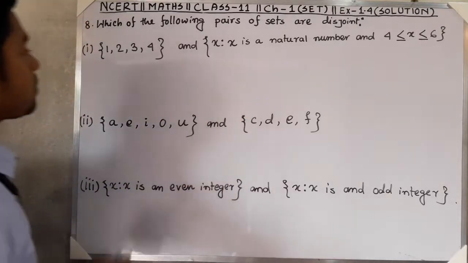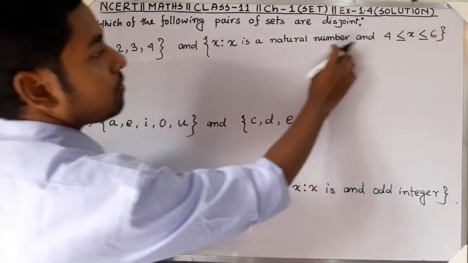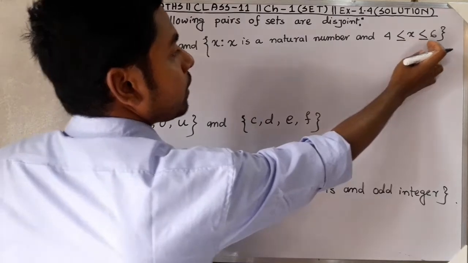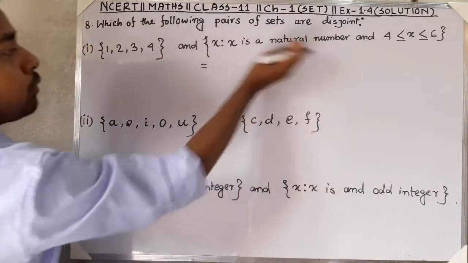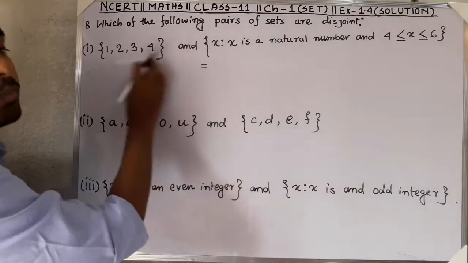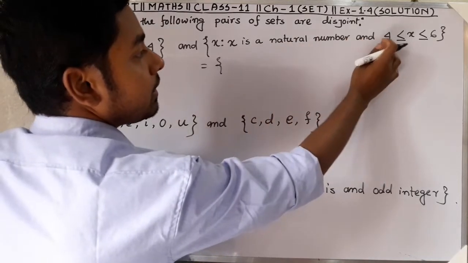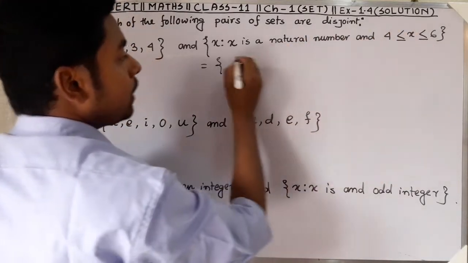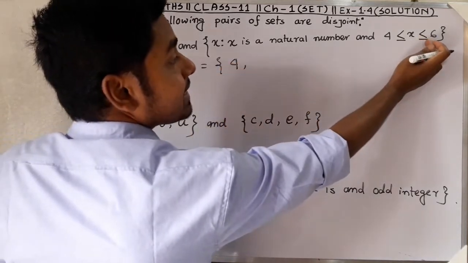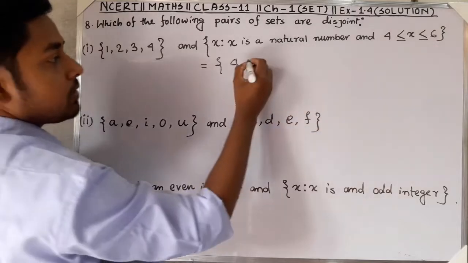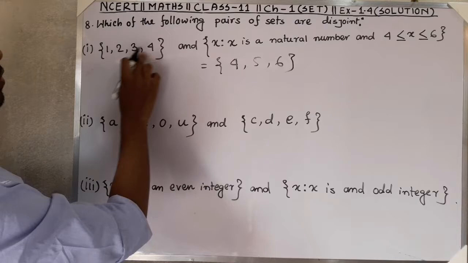Clear? So the first question is what? 1 2 3 4, and the second set is what? X is a natural number and 4 less than or equal to x less than or equal to 6. First of all, write this in tabular form, then it will be easy to compare both sets. So x is a natural number and 4 less than or equal to x, so it will start with 4, and x less than or equal to 6, so you have to take 5 and 6 also. Now these are the elements: 1 2 3 4 and 4 5 6.